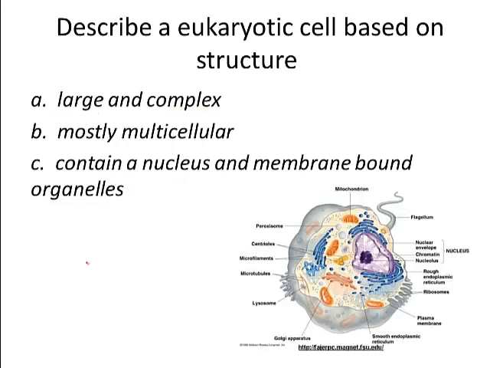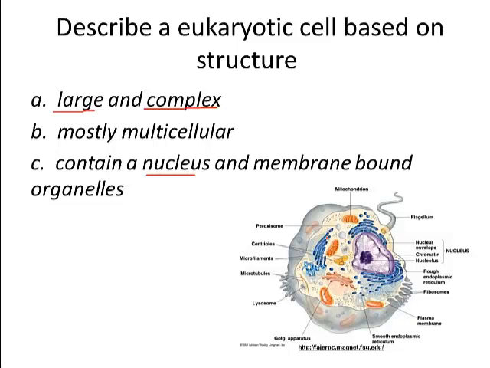Now we need to be able to do the same thing for a eukaryotic cell. Eukaryotic cells are much larger and more complex. Okay, most of them end up being multicellular, and they have a nucleus and they have lots and lots of different organelles all inside of them. So you can see they're filled up with a whole variety of different kinds of organelles that are going to do different jobs for this cell.